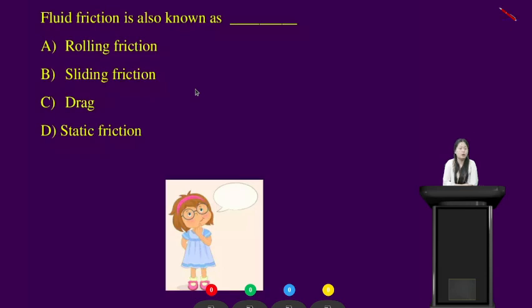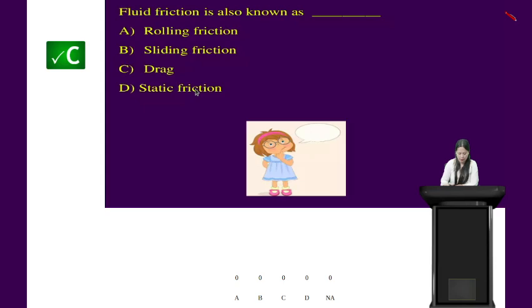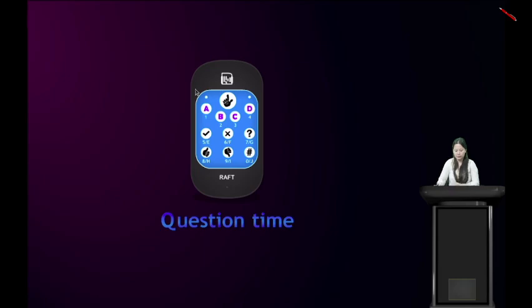Alright students, your time is up, and yes, very good. The correct answer for this question is option C, that is drag. Fluid friction is also known as drag. Very good students.